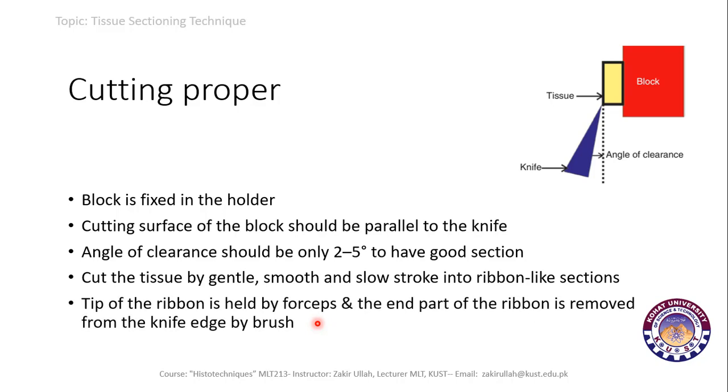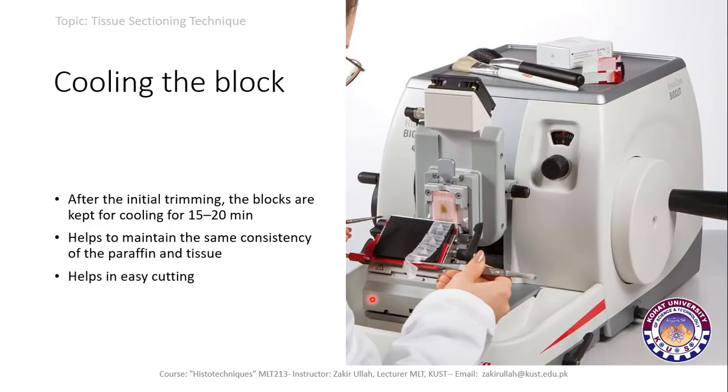The tip of the ribbon is held by forceps and the end part of the ribbon is removed from the knife with the edge of the brush. Here, this is the first tip of the ribbon, and this is taken with the help of this blunt forceps, and the end is here, and the camel brush helps with this ribbon, and the end is picked with the help of this camel brush.